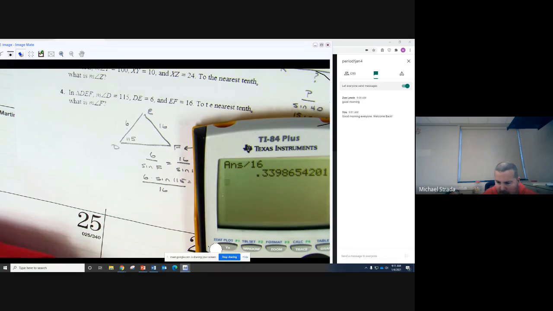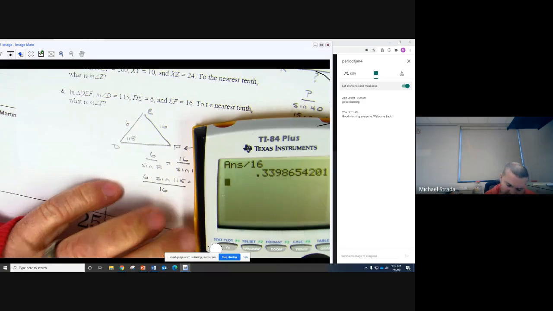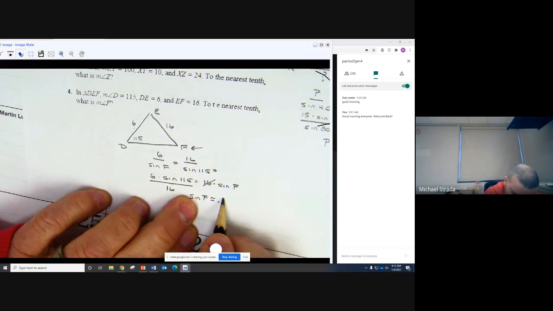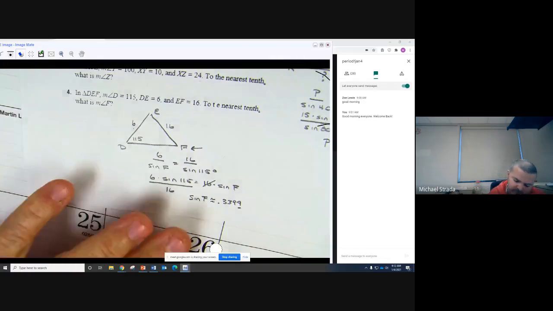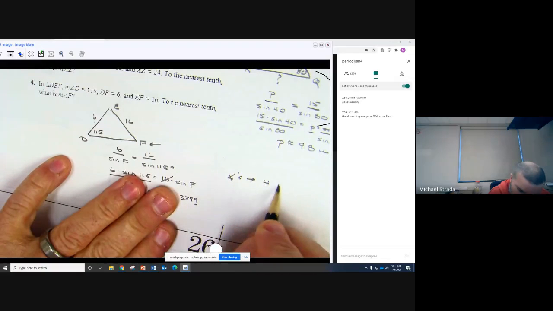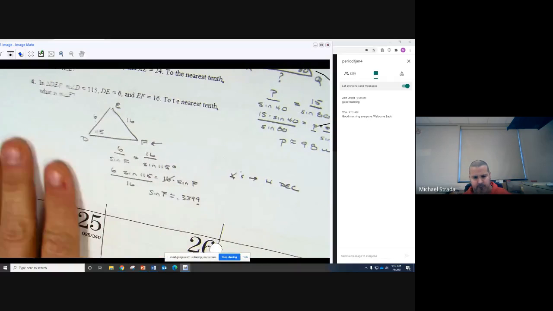When dealing with angles, go to 4 decimal places. So the last decimal place is 8. After that is 6. So the sine of F from the calculator work is approximately 0.3399, because after the 8 is a 6. So when you're finding angles, go to 4 decimal places when you're cross multiplying.